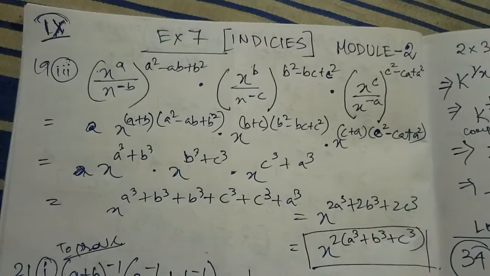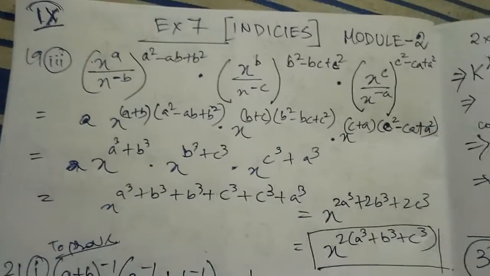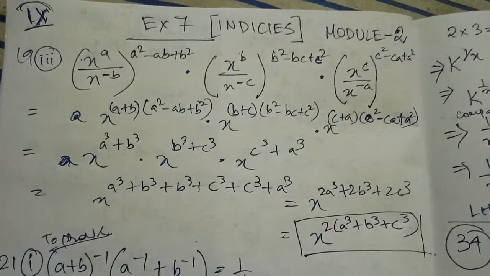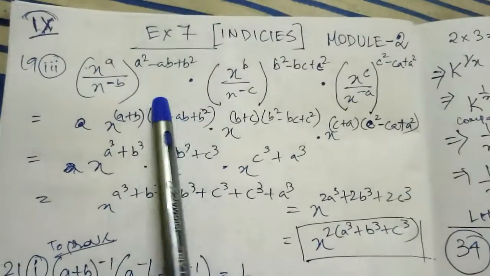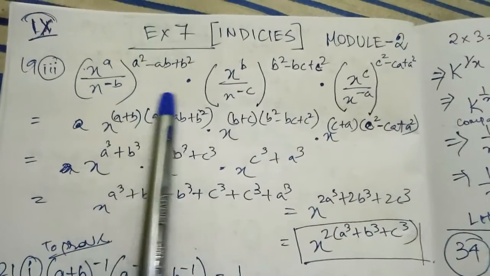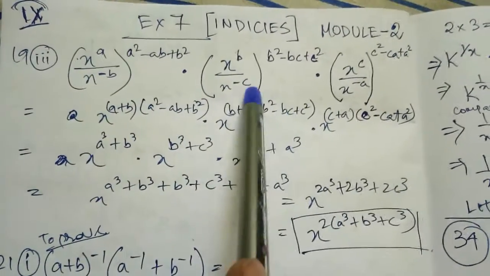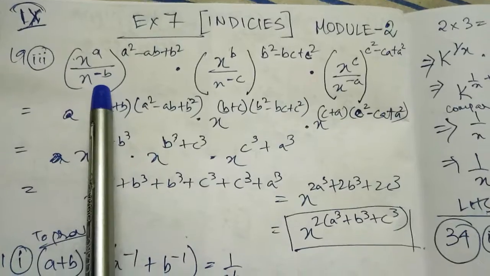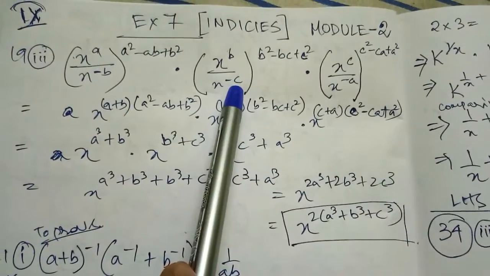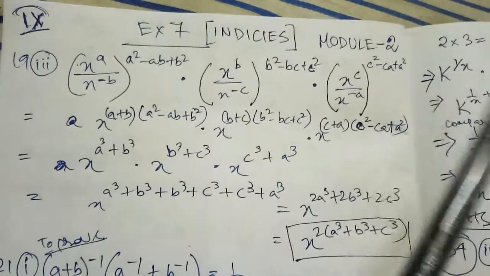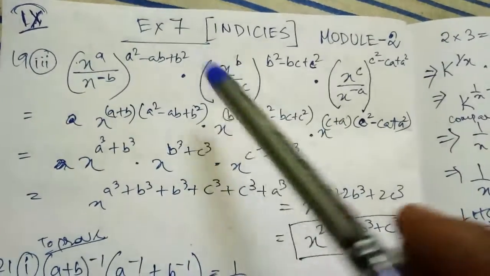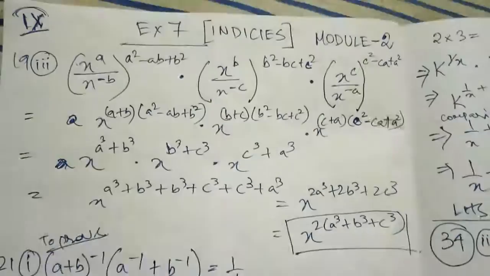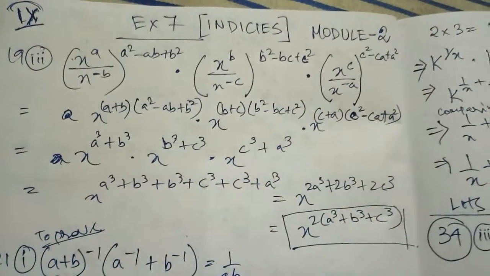Today, for indices, we will do module 2, exercise 7. First question: I have taken that to find the value of this particular question. From here, see, the denominators are all given with negative powers. So if the power is given negative, what will we do? We will make it positive. How? If it is negative in the denominator, we take it to the numerator.